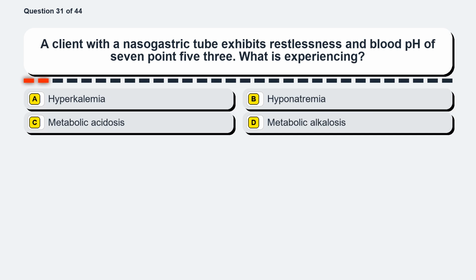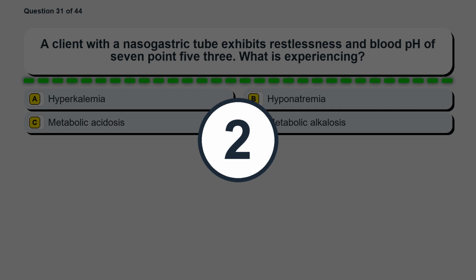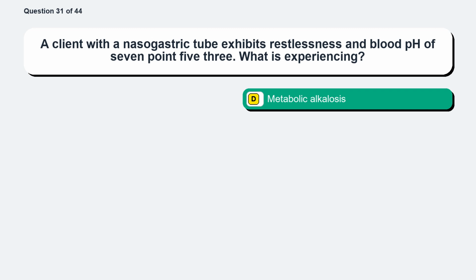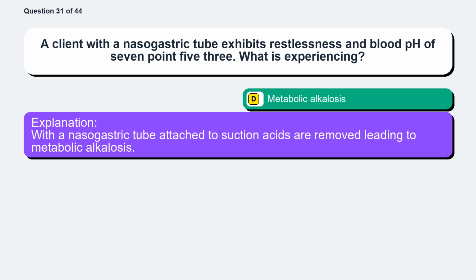Question 31. A client with a nasogastric tube exhibits restlessness and blood pH of 7.53. What is the client experiencing? Option A. Hyperkalemia. Option B. Hyponatremia. Option C. Metabolic acidosis. Option D. Metabolic alkalosis. The correct answer is option D. Metabolic alkalosis. With a nasogastric tube attached to suction, acids are removed, leading to metabolic alkalosis.